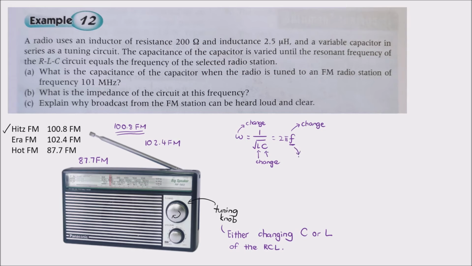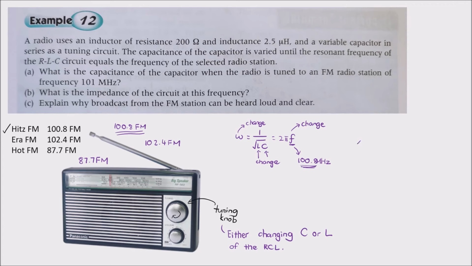So what we are doing when we are changing C is we are trying to change this frequency here to 100.8 hertz, megahertz, sorry. You are changing it to 100.8 megahertz. You change it to this frequency so that when you change the radio, your radio is now tuned to this frequency.